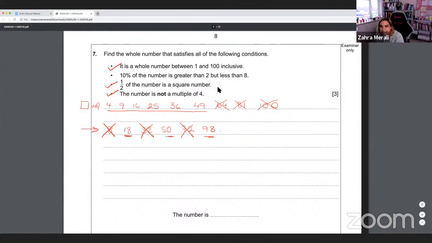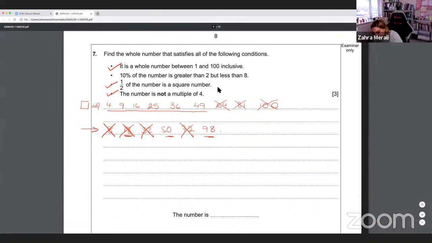So now they're saying 10% of the number is greater than 2. Well, if I work out 10% of 18, I get 1.8. So 10%, you're just dividing by 10. So that doesn't work.